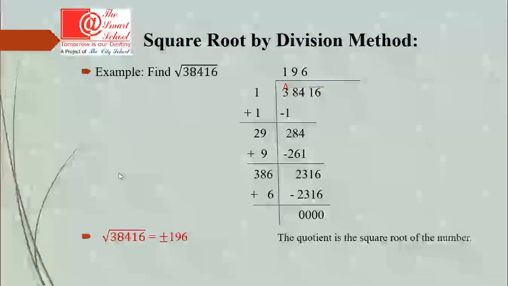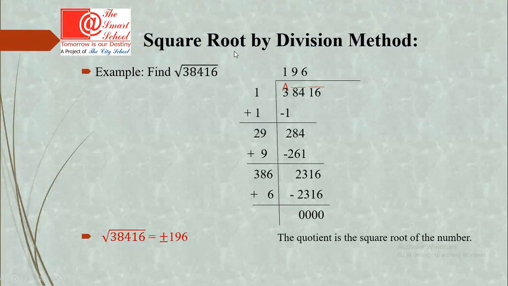Now how do we complete this sum? This is the completed sum, so you can understand in a better way. Like we did till here 38, and then we had 2316. When we multiply this by 6, we will get the same number. So now our process has completed.